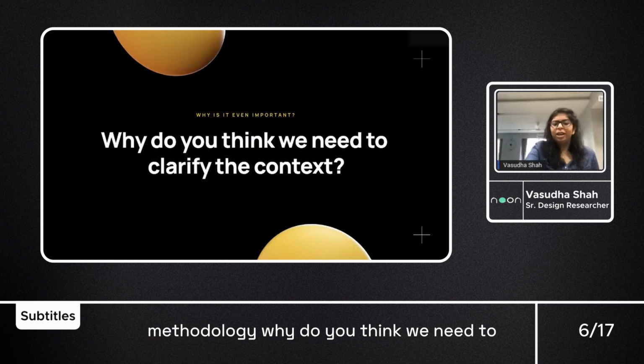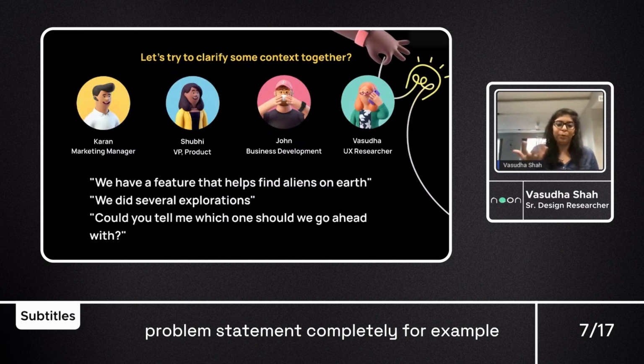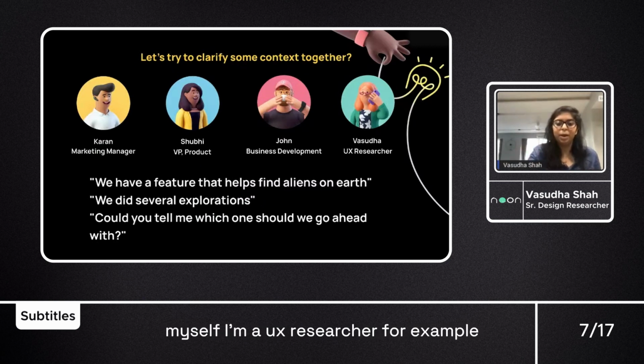Why do you think we need to clarify the context? We need to clarify the context in order to understand the problem statement completely. For example, there are 4 stakeholders. Karan, for example, is a marketing manager. Shubhi is the VP of product. John is the business development guy. And Vasudha, myself, I'm a UX researcher.